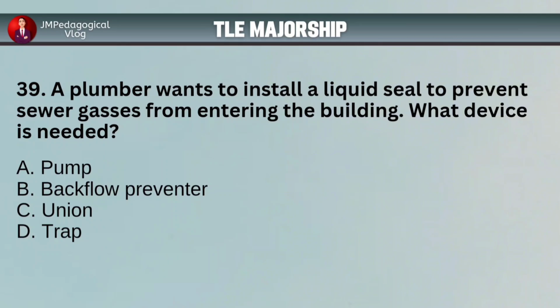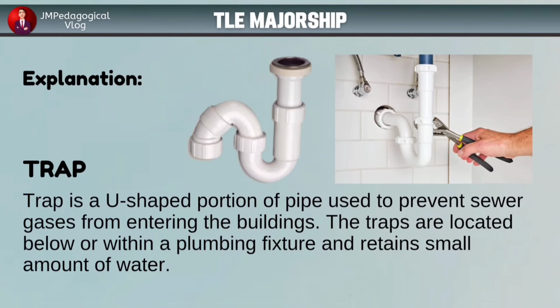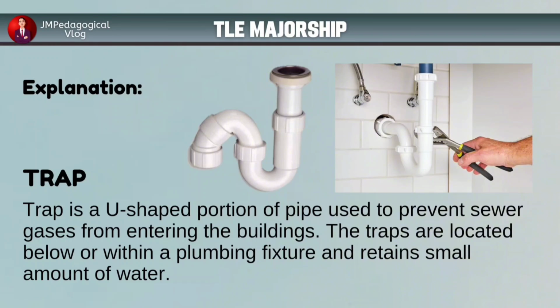39. A plumber wants to install a liquid seal to prevent sewer gases from entering the building. What device is needed? A. Pump. B. Backflow preventer. C. Union. D. Trap. D. Trap. Explanation. Trap is a U-shaped portion of pipe used to prevent sewer gases from entering the buildings. The traps are located below or within a plumbing fixture and retain a small amount of water.